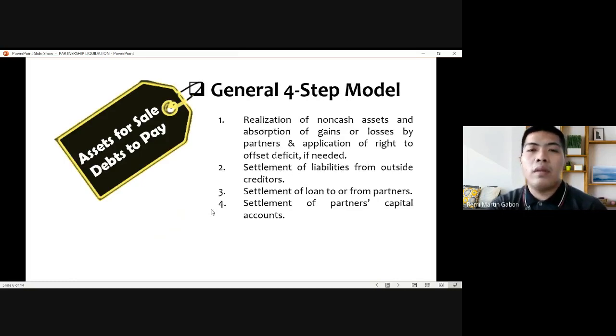paying or payment of liabilities, unahin muna yung outside creditors. After that, settle the loans to or from partners. Then the last is settlement of partners' capital accounts if meron pang sobra in relation to the cash balance. Kung may cash balance pa na sobra after settling liabilities, then you can distribute the remaining cash balance to the partners. Okay?